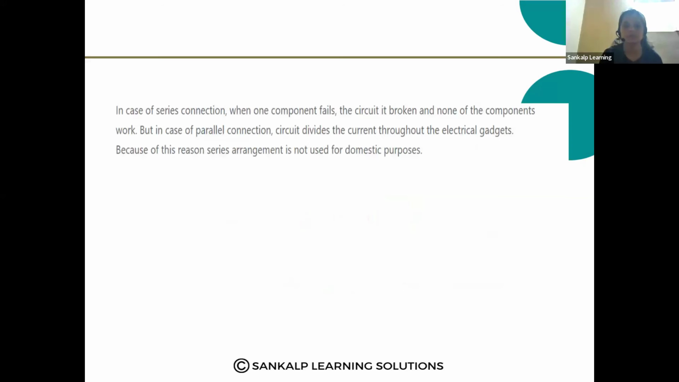Because in case of series connection, if one component fails, then the complete circuit will break down, because the same current flows in the series circuit. So if one device fails, then the complete circuit will be destroyed. Because of this reason, commonly they use the parallel connection instead of the series connection.